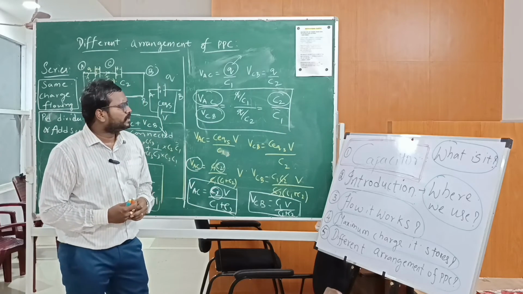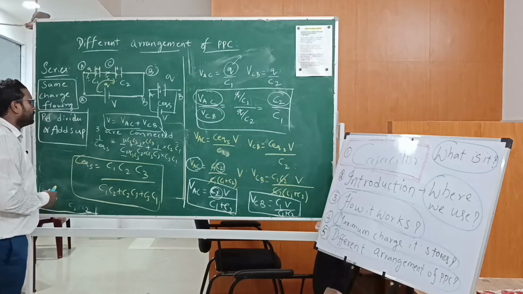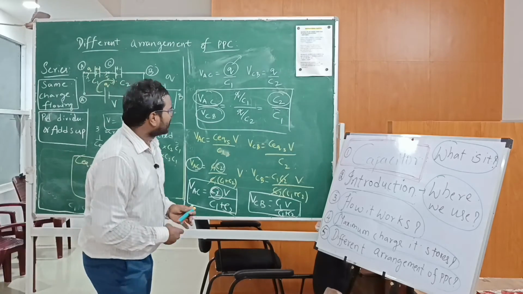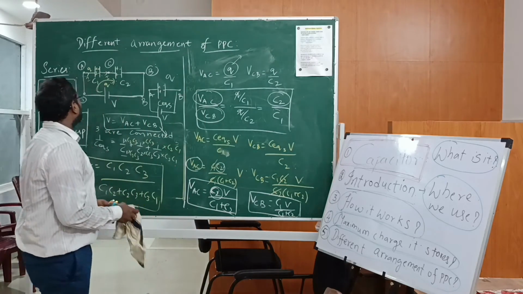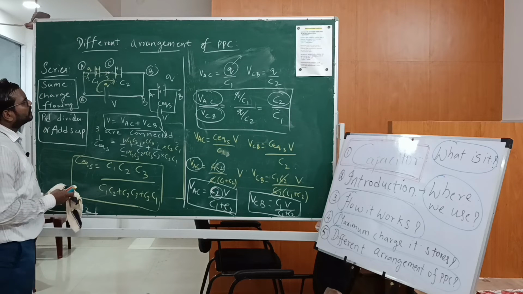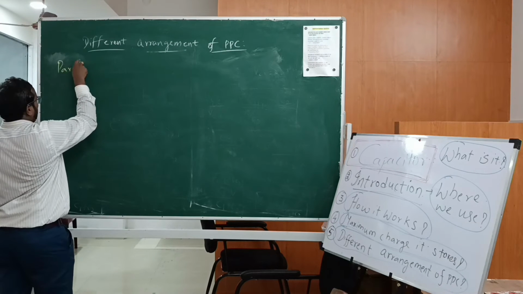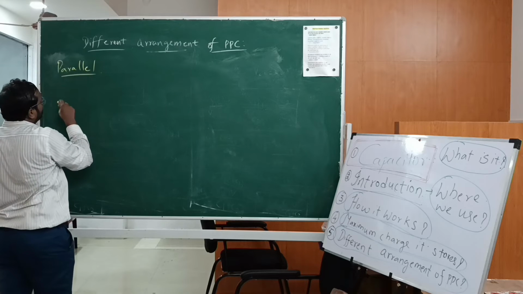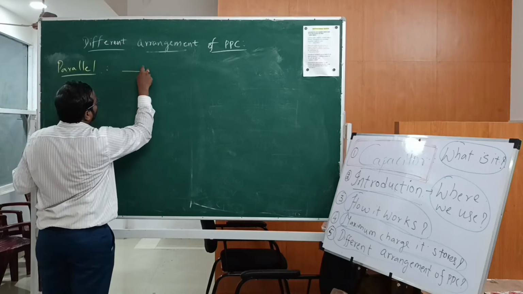Clear this one? Right, so you should be getting these things. Now we will see further how these things come for parallel connection. We know it is the same potential difference, and charges will be divided.